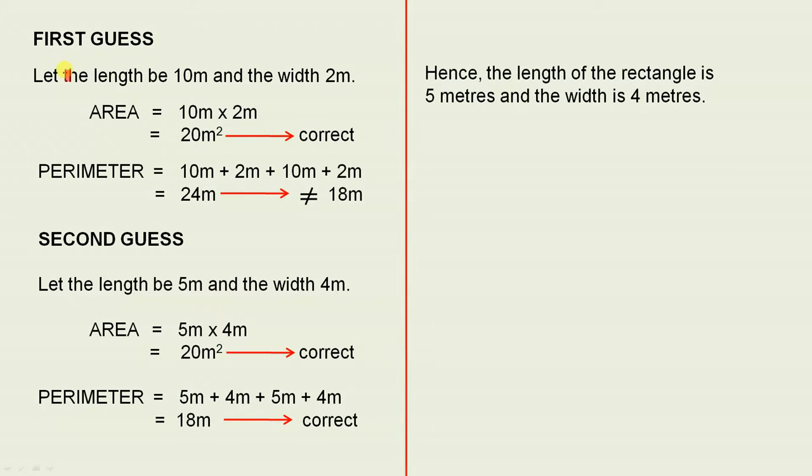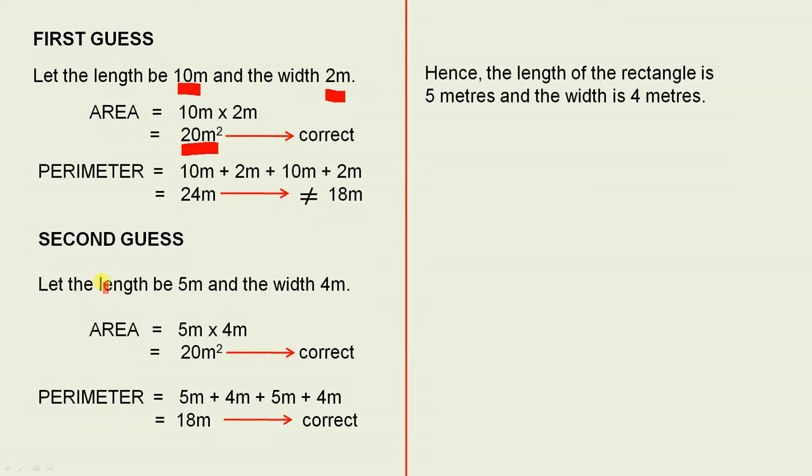Our first guess. Let the length be 10 meters and the width be 2 meters. 10 times 2 is 20 square meters. That is correct, because that's the area we were given in the problem. Let's check the perimeter. 10 plus 2 plus 10 plus 2, that gives us 24 meters. Now that does not equal 18. So 10 and 2 are not the answers.